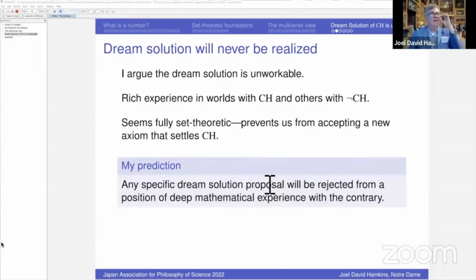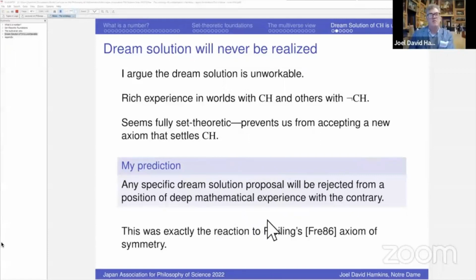It's already happened. Actually, this was the response to Freiling's axiom of symmetry. He proposed a very natural axiom, what he called the axiom of symmetry, and proved that it's equivalent to the negation of the continuum hypothesis. And a lot of set theorists just rejected the axiom as naive. But this is exactly following my prediction. I think that's how it's always going to be.